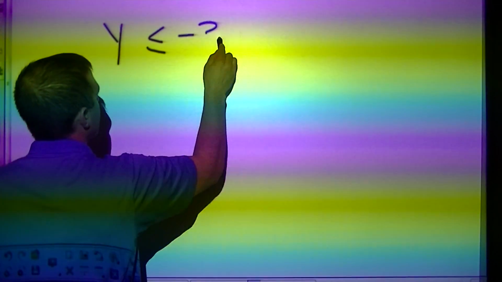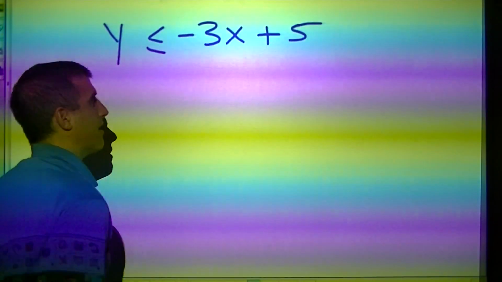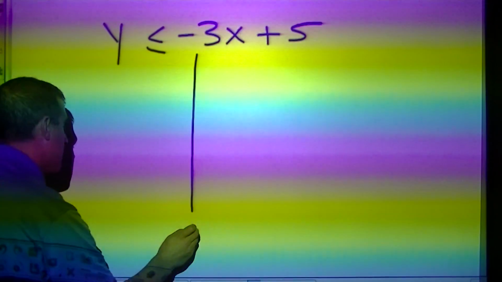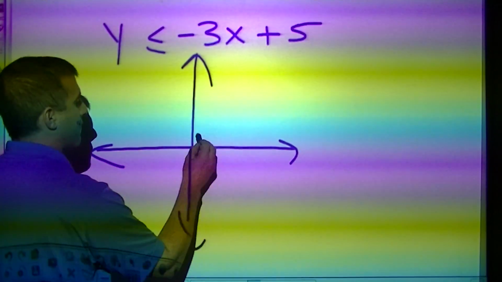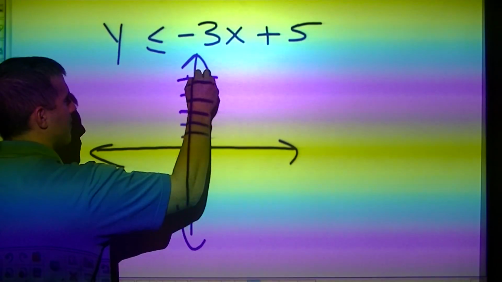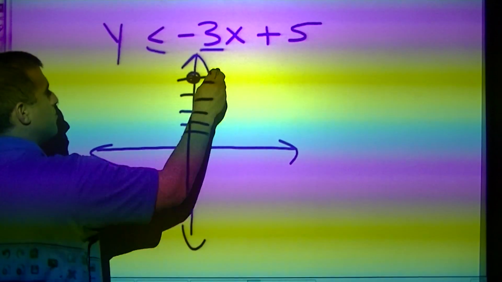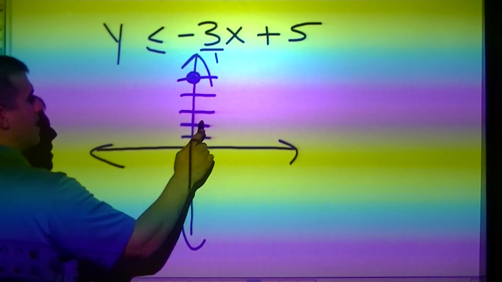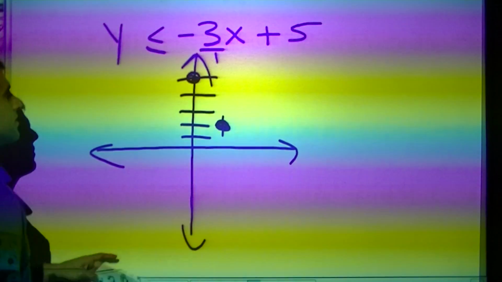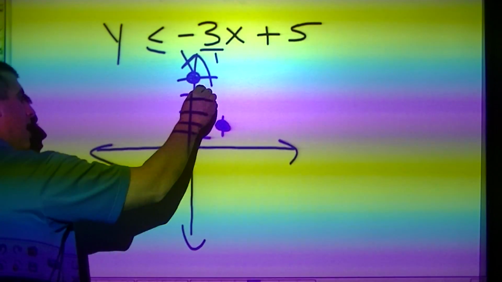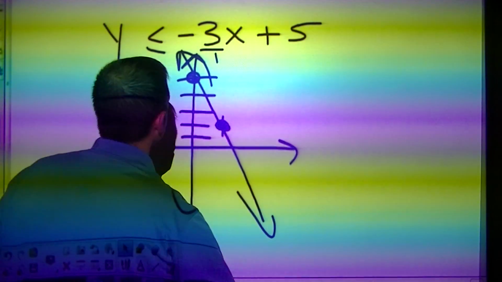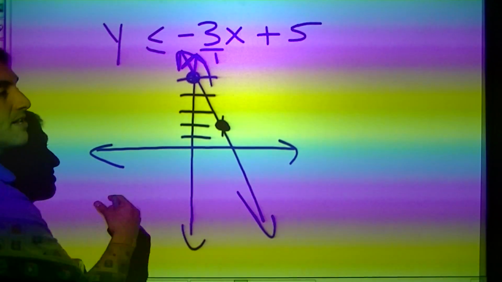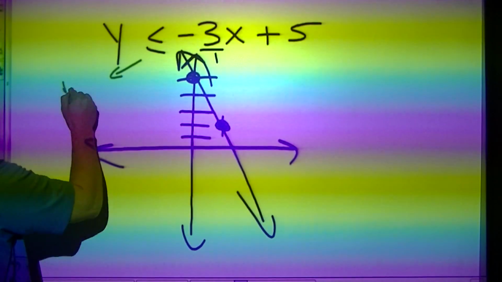Let's say I have y is less than or equal to negative 3x plus 5. What I'm going to do is graph the line like I normally would. I'm going to start at the 5, so 1, 2, 3, 4, and 5. Then my slope tells me from this point go down 3, to the right 1. Since my inequality has this line underneath it, I can make a solid line. Now I've got to figure out what kind of shading this is going to be. Since it's not eating the y, this means it's going to be below.